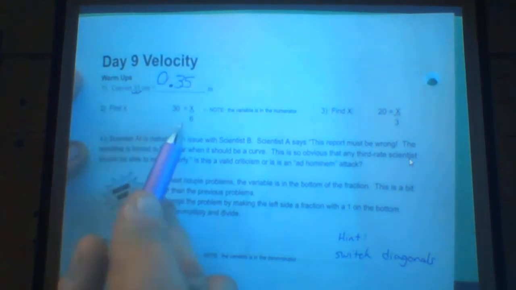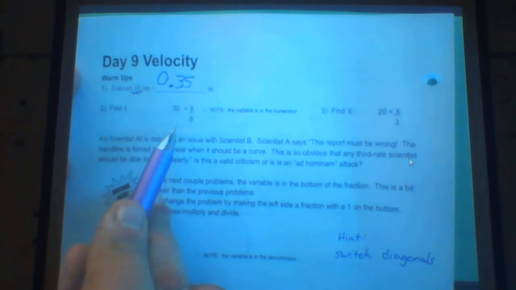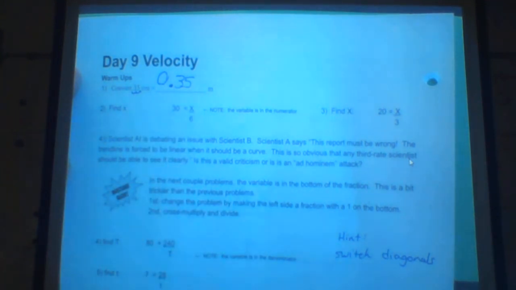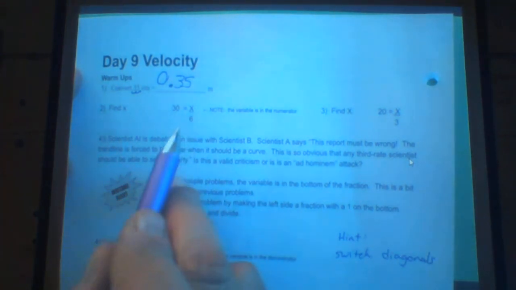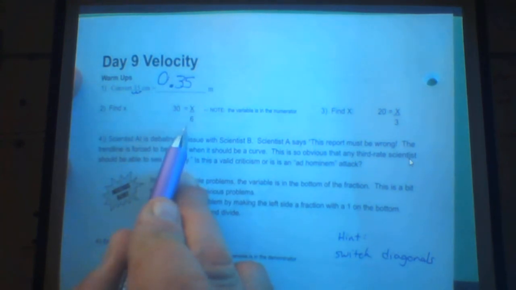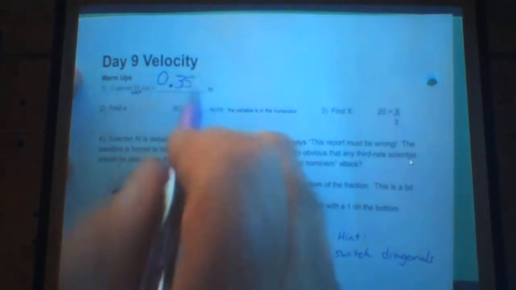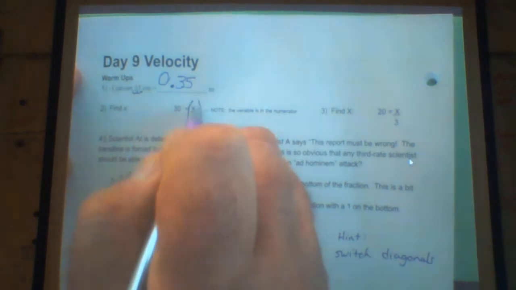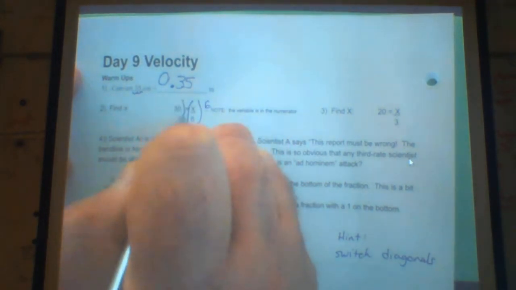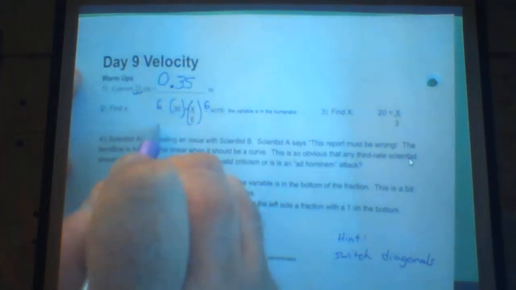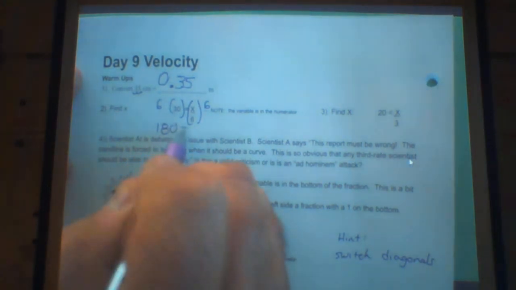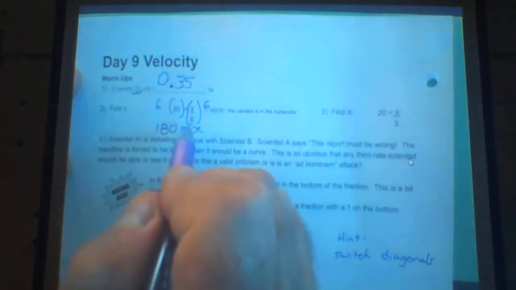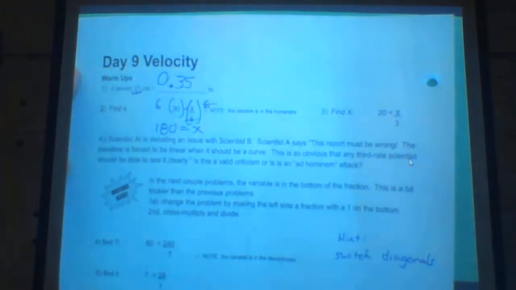Okay, first of all, find x. Go ahead and pause the video. Try to do this on your own, and then start the video up again to see if you got it right. Okay, so we want to get the x by itself. Right now it's being divided by 6, and so I do the opposite. I multiply both sides by 6, and I get 180 equals x. The 6 on the bottom and the 6 on top cancel.